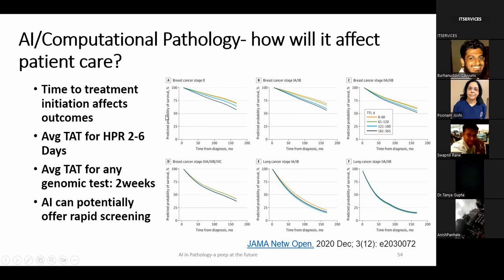The time to starting treatment obviously affects the outcomes. This is a particular study that was published in JAMA Network, which showed that the time to treatment initiation affected patient survival, stage by stage.